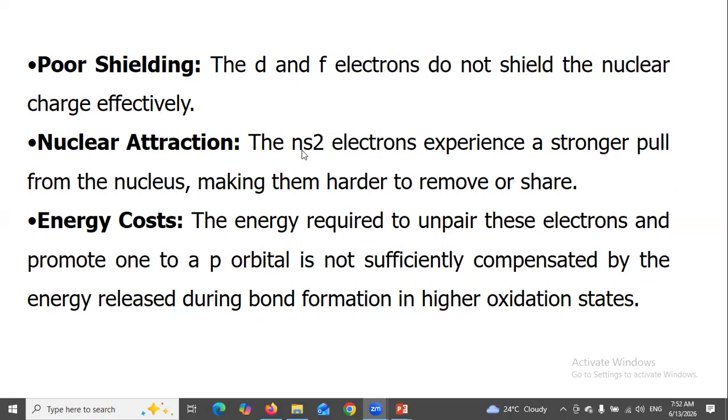Nuclear attraction: the ns2 electrons experience a stronger pull from the nucleus, making them harder to remove or share. Energy cost: the energy required to unpair these electrons and promote one to the p orbital is not sufficiently compensated by the energy released during bond formation in the higher oxidation state.